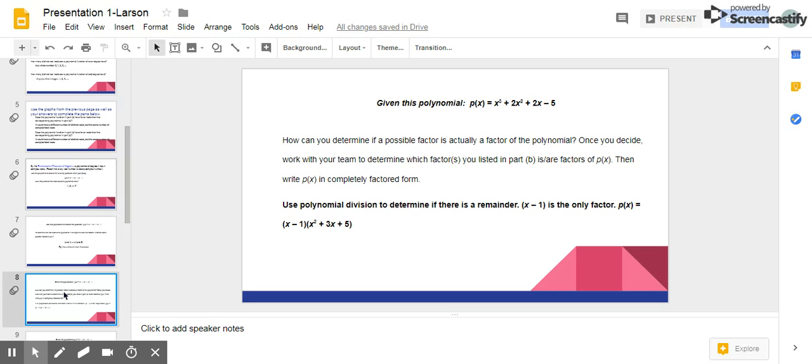Once they have the possible roots, they should work through to determine that there is only one factor, and that would be the positive 1. Therefore, they could split up the polynomial using long division or synthetic division to come up with x minus 1 and x squared plus 3x plus 5 as the other factor.